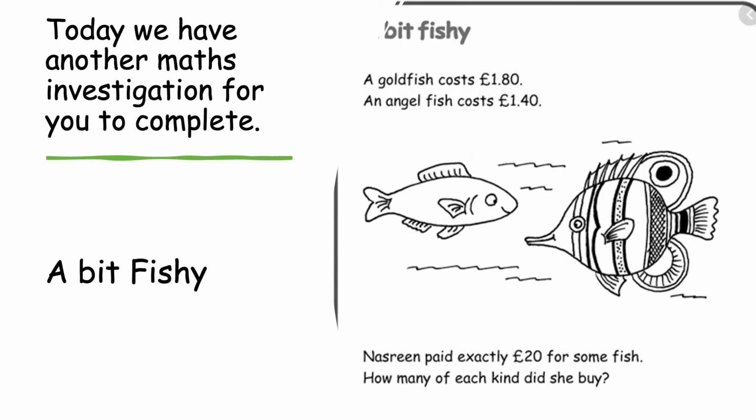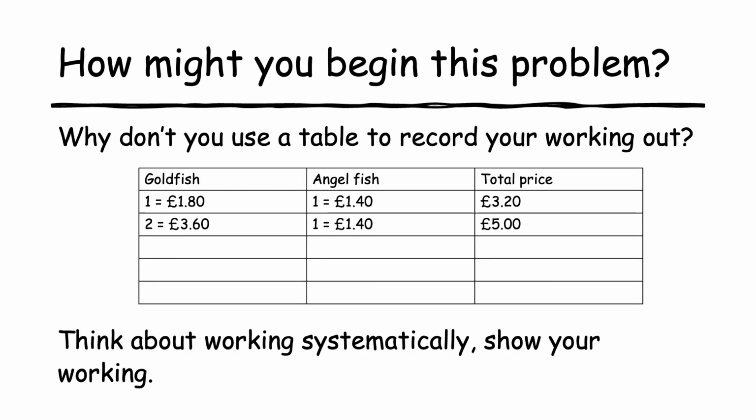And at first glance, that looks rather tricky, but it isn't. So you're going to decide how many goldfish and how many angelfish Nazreen can buy, and she gives the person in the shop £20 and she gets no change. So how I would begin this problem is using a table.